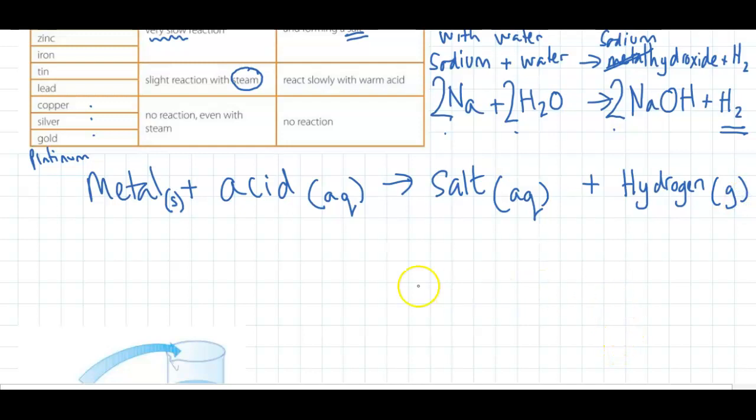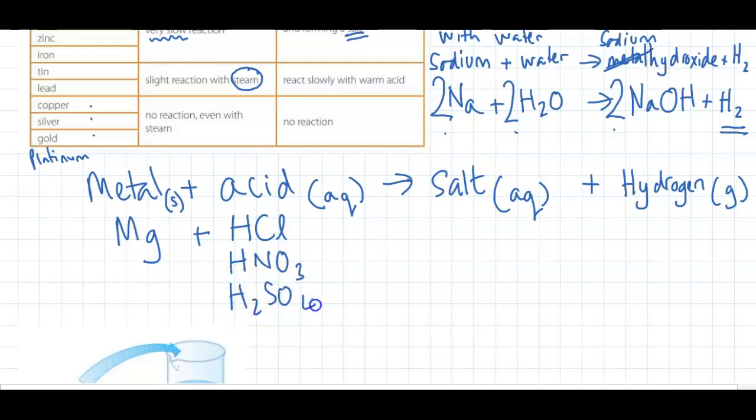Okay, when we react a metal with an acid, so you've all reacted magnesium with acid. Magnesium, we choose an acid, and you should know about 3 different formulas of acids: HCl, hydrochloric, HNO3, nitric, H2SO4, sulfuric. Let's react magnesium with all of these acids.